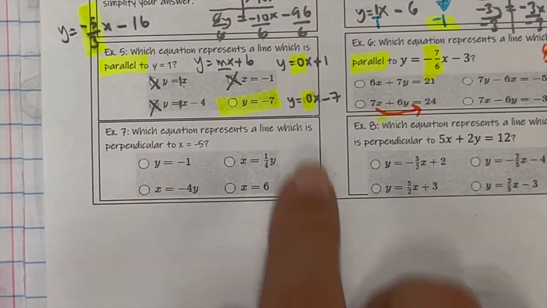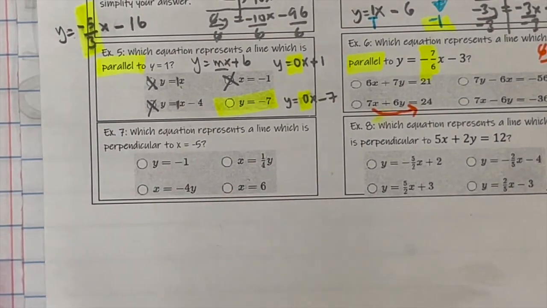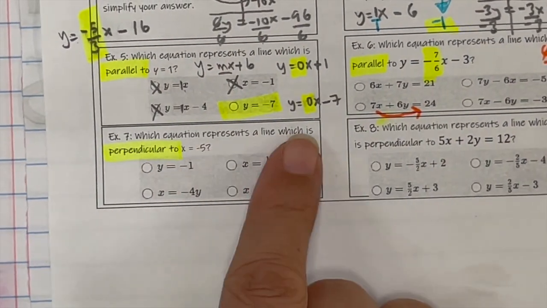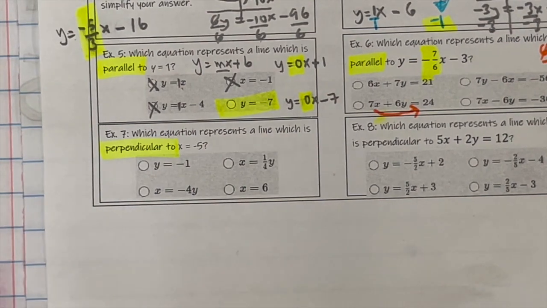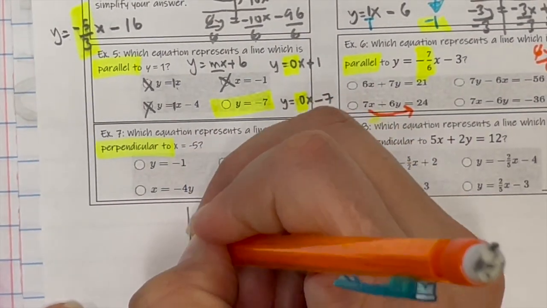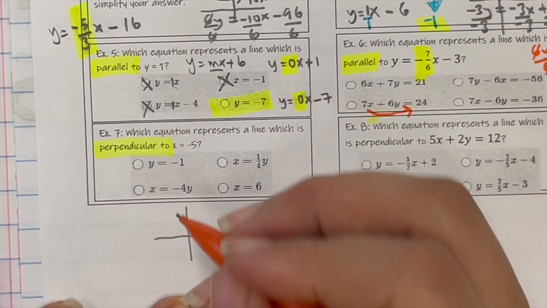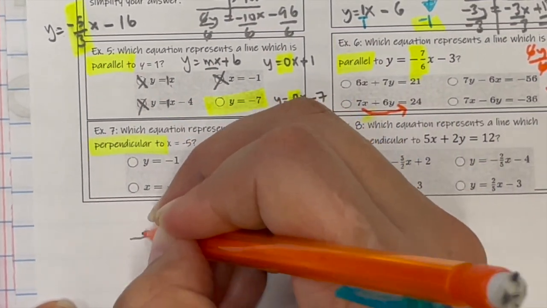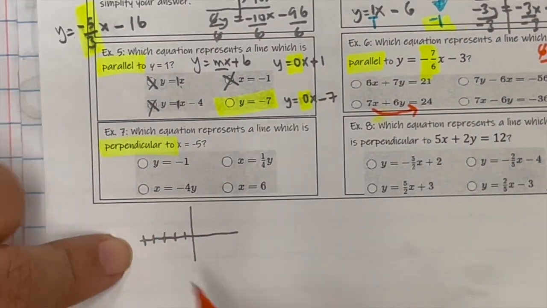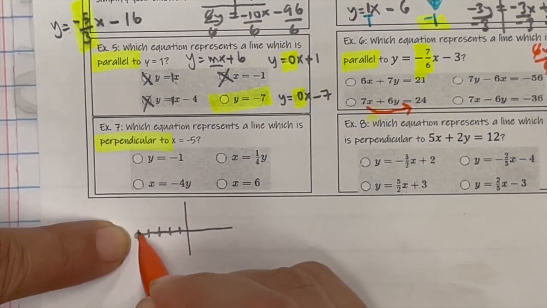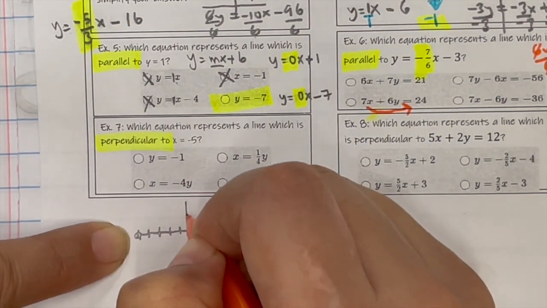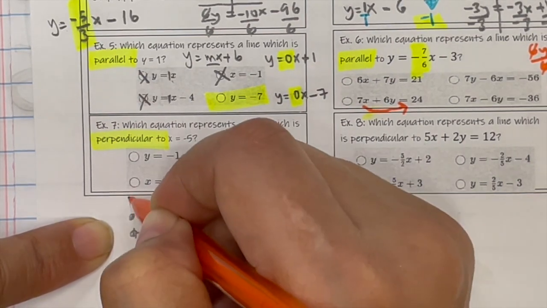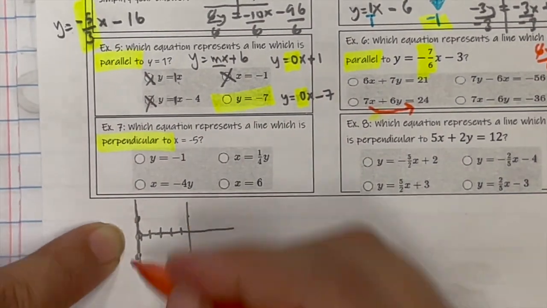All right, so this one is perpendicular. Again, for perpendicular, you have to take the slope, flip it, and change the sign. Which is perpendicular to x equals -5? The easiest way to do this, instead of even talking about slope, is to quickly graph it. So x equals -5: 1, 2, 3, 4, 5. No matter what value y is, x is always -5. That's what that means. So if y is 10, x is -5. If y is -10, x is -5. And you can see that that line is a vertical line.